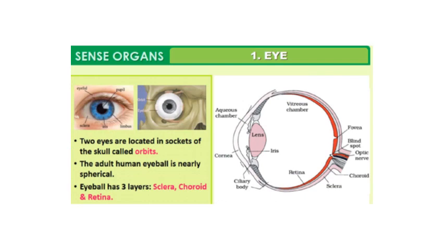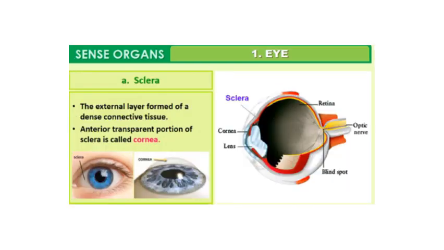Let us understand the eye in detail. We have two eyes which are located in sockets of the skull which are called orbits. The adult human eyeball is nearly spherical and it has three layers: sclera, choroid and the retina. Sclera is the external layer which is formed of a dense connective tissue. The anterior transparent portion of the sclera is called the cornea.